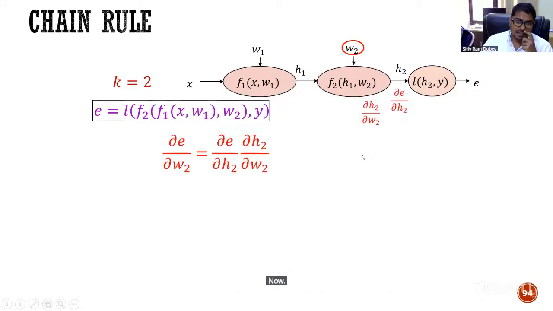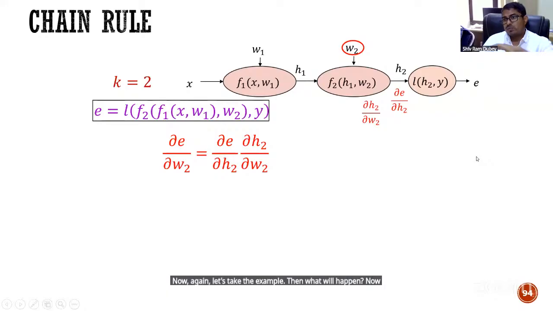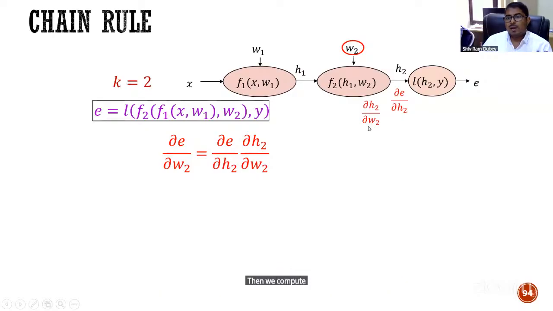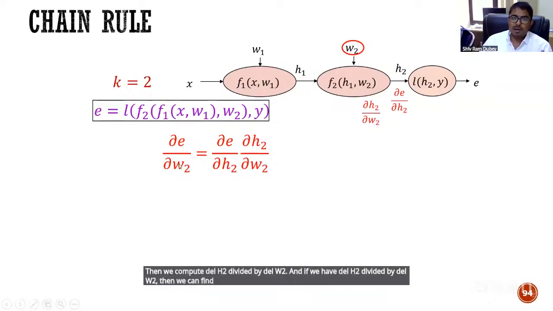Now again, let's take the example. What is the first thing that we compute? Del E divided by del H2. Then we compute del H2 divided by del W2. And if we have del H2 divided by del W2, then we can find del E divided by del W2. Because del E divided by del W2 is nothing but the upstream gradient, which is del E divided by del H2, multiplied with del H2 divided by del W2, which is the local gradient. That's how we can get it with respect to W2.